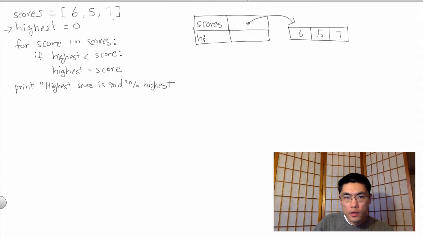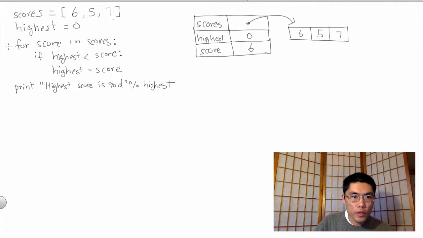So highest is going to have the value 0. Let's move on. Here we have a for loop looping through each of the scores. Each iteration of this for loop, this variable score is going to take on a different value in this list. So the first time around, it's going to take on the first value, which is 6. So now I want to create the score variable and I want to set its value to 6. Moving on to the next line.